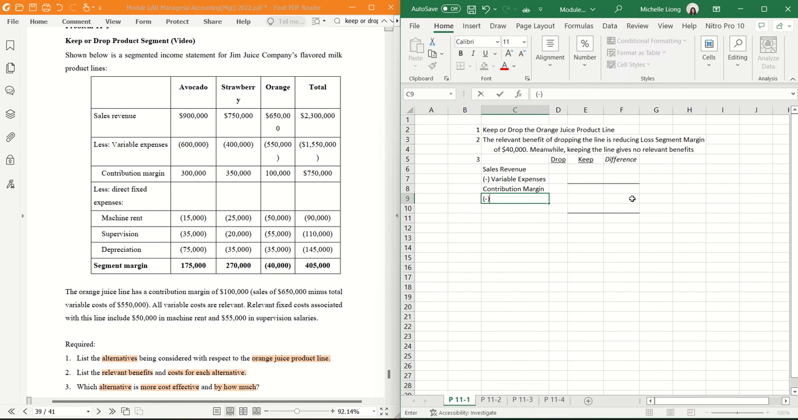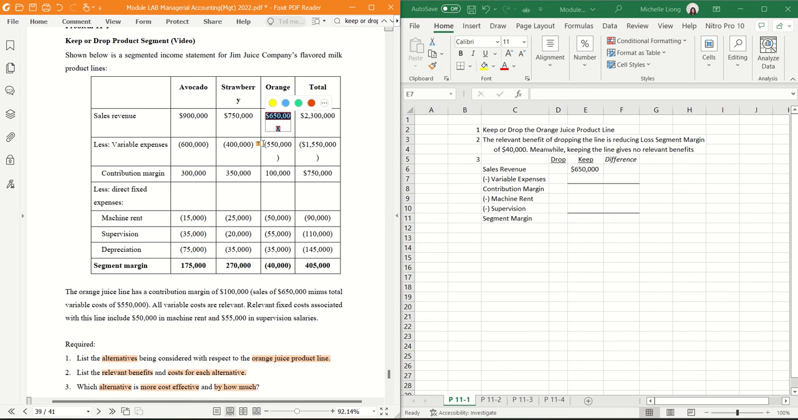We have machine rent, and then we have supervision. And if you're asking why the depreciation is not going there, it's because you are going to incur the depreciation whether you produce it or not. So what if we drop the orange line? Then we don't have all of this. What if we keep the orange line? We still have 650,000 of sales revenue, so we're going to put that in here, and 550,000 of variable expenses.